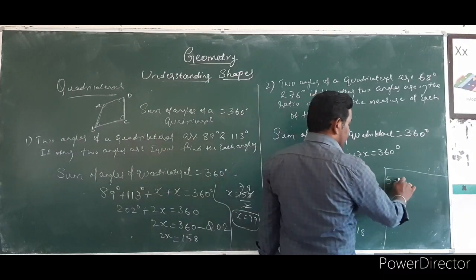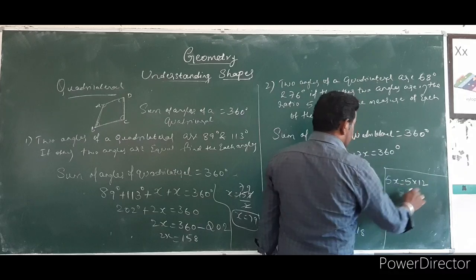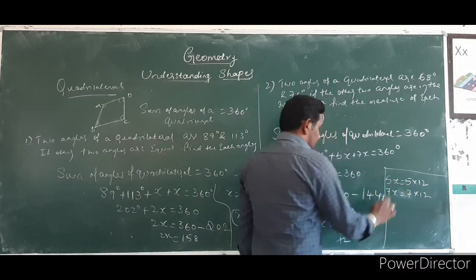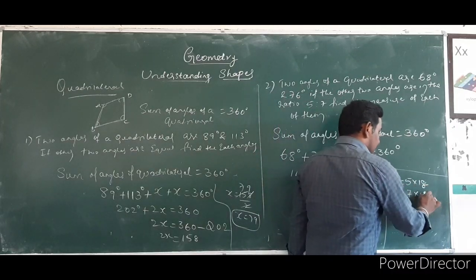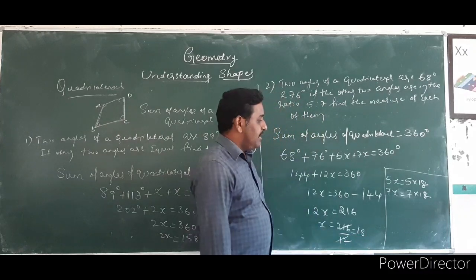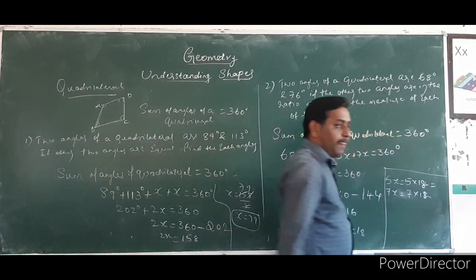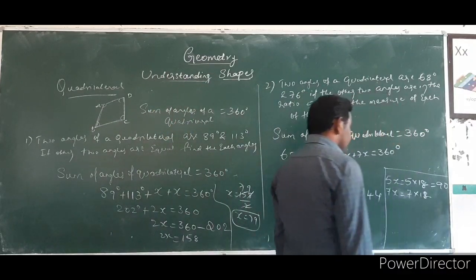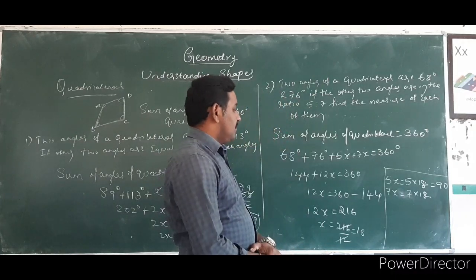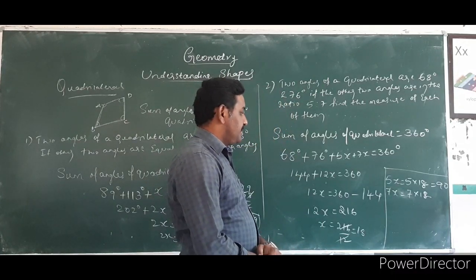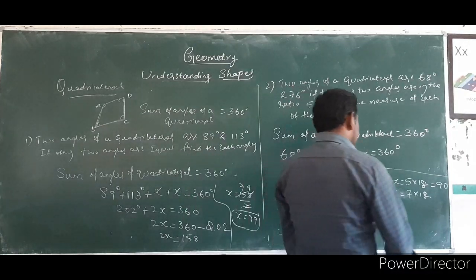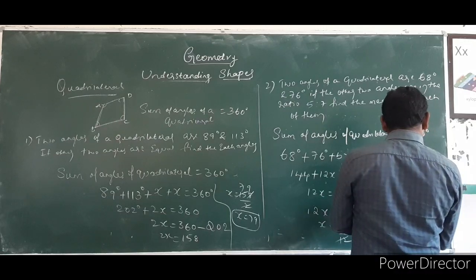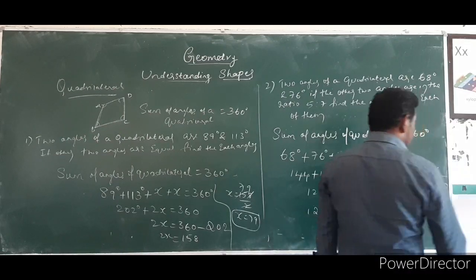The first angle is 5x, and the second one is 7x, because the x value is 18. 18 fives are how much? 18 fives are 90. 18 sevens are 126.